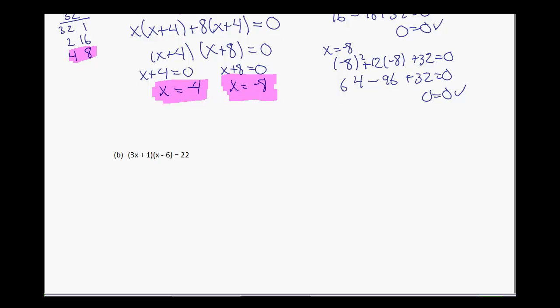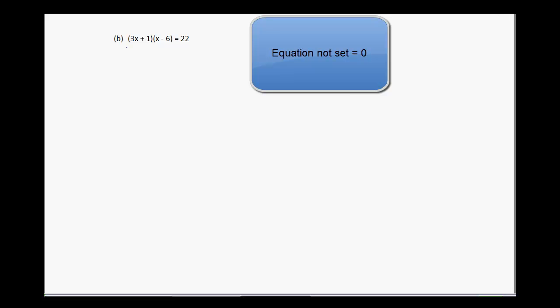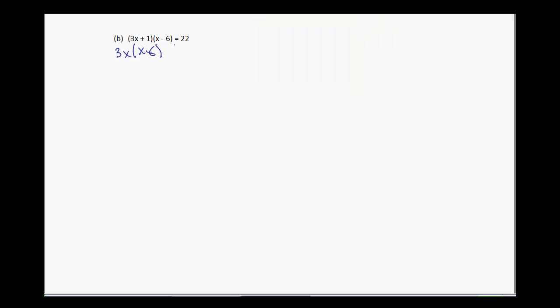Let's work through another one. Part B. 3x plus 1 all multiplied by x minus 6 equals 22. Well, we don't even have what looks like a quadratic equation yet, so first we should distribute and see what we get. We have 3x multiplied by x minus 6 plus 1 all multiplied by x minus 6 equals 22. Distributing, we get 3x squared minus 18x plus x minus 6 equals 22. Collecting like terms, 3x squared minus 17x minus 6 equals 22.